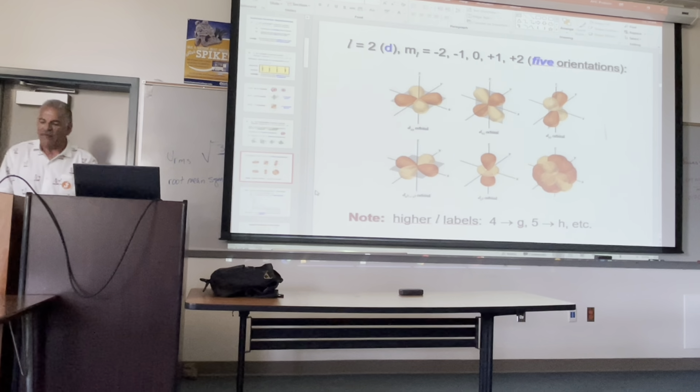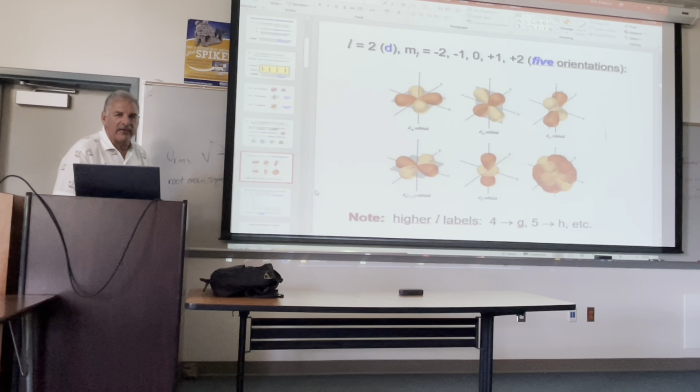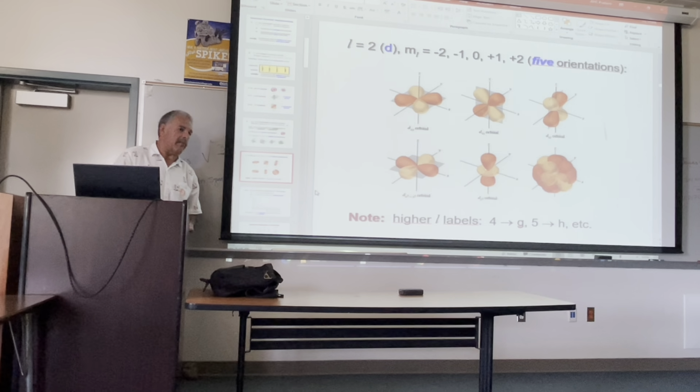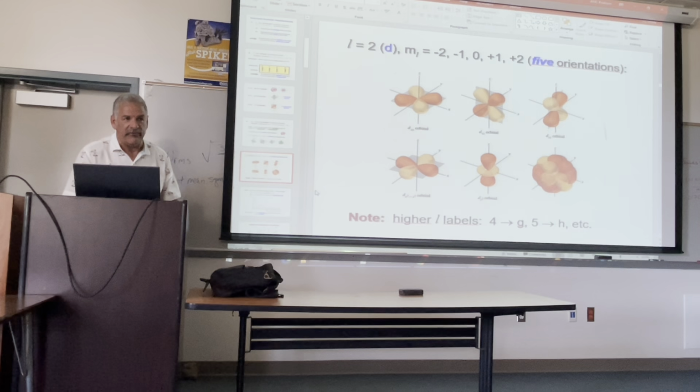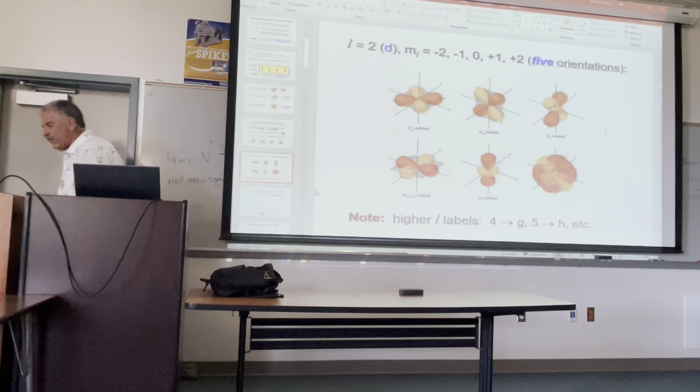For L equals 2, there are 5 orientations. It's a little more complex. You get dxy, dxz, dyz, dx squared minus y squared, and the dz squared orbital. Higher L labels, like 4 equals G, 5 equals H, we haven't found those electrons yet. We haven't found those elements. We haven't made them. They're probably out there in another dimension. Maybe they're what composes the other 95% of the universe that we don't know anything about. No one knows.